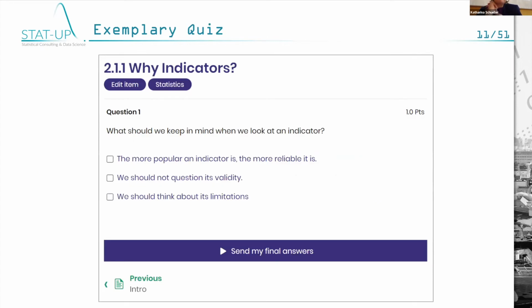Here's an example for a quiz. So this is quite simple. It's multiple choice. You just click on what you think is the correct answer and get a point for it. So you can collect points during this course. And here the question is, what should we keep in mind when we look at an indicator? The more popular an indicator is, the more reliable it is. Well, it looks like this could have been true during the pandemic, but from a scientific point of view, of course, it is not. We should question validity, or we should think about its limitations. So I think the answer is clear here. It's option number 3. And then you can click and check whether your answer was right.